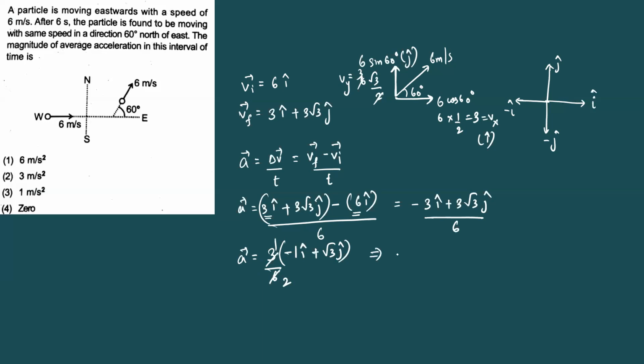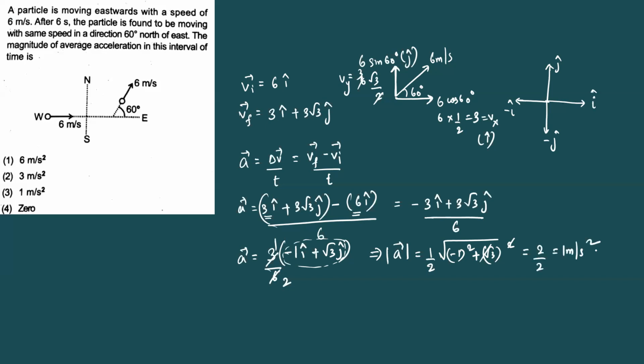This implies a magnitude. We know how to take the magnitude of a vector: square root of x component squared plus y component squared plus z component squared. The magnitude will be half only, into, now you take the magnitude of this part. So that is equal to the square root of the i component, minus 1, squared, plus the j component, root 3, squared. So this will cancel out. 3 plus 1 is going to be 4. Root of 4 is nothing but 2. 2 by 2 is going to be 1 meter per second squared.